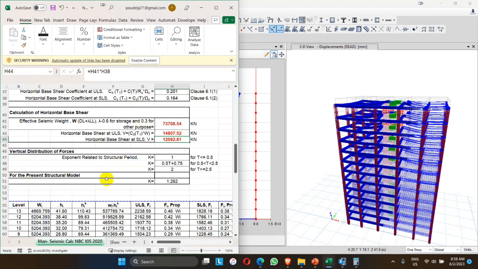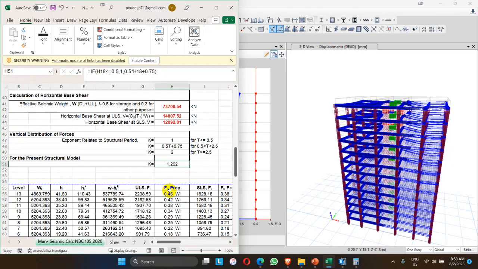So we have already calculated the time related exponent factor of 1.262, and after that let me go to the story force.